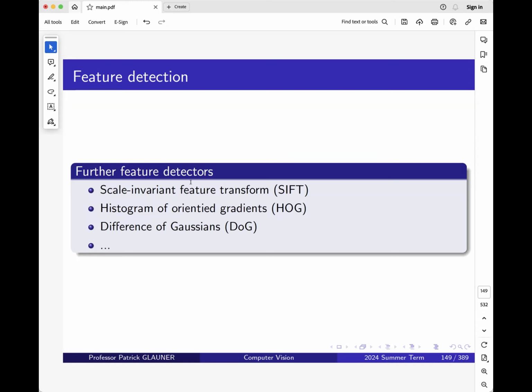I don't know, it's maybe 20 or 25 years old. Reading that paper will be quite tough, and it's something we can hardly discuss here in an introductory lecture in a couple of hours. There are more feature detectors like the histogram of oriented gradients, the difference of Gaussians, and many more. Feel free to check these feature detectors. Probably you don't need to understand them in detail or code them from scratch, because again, they're available in plenty of libraries.